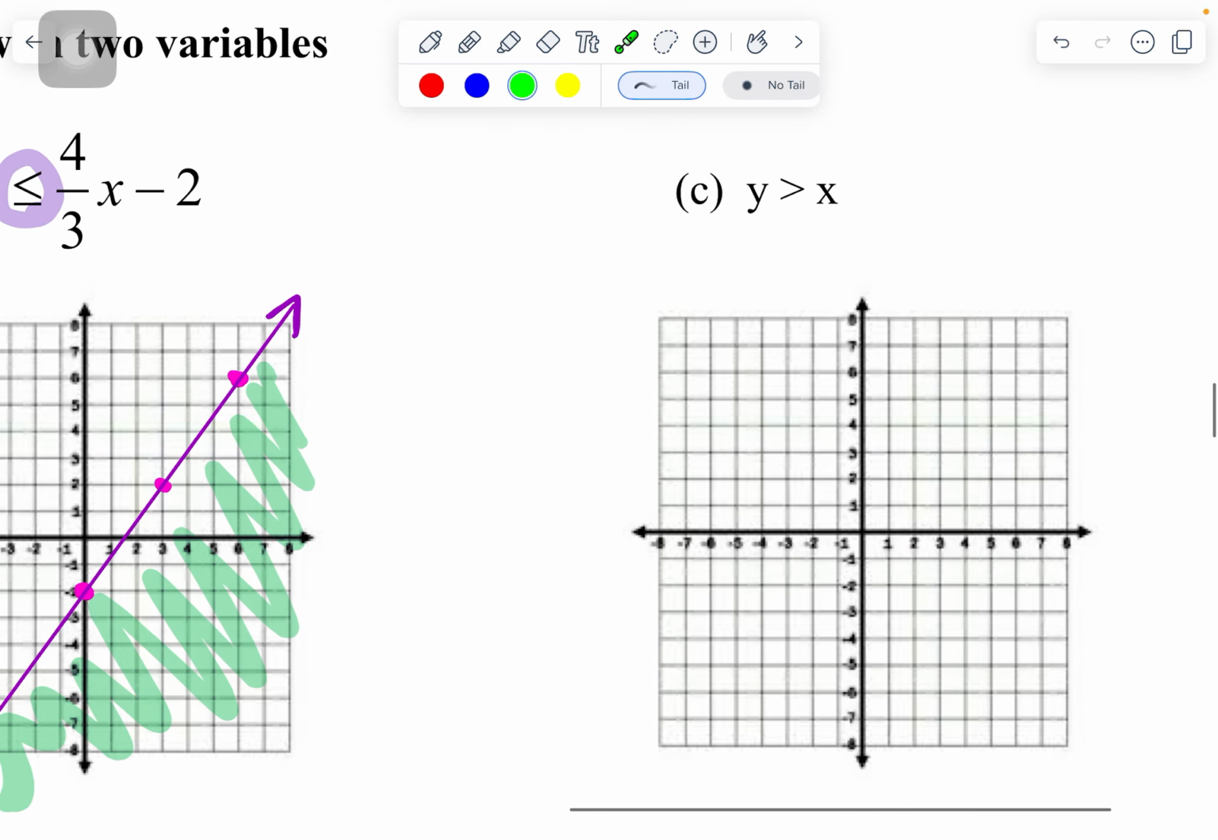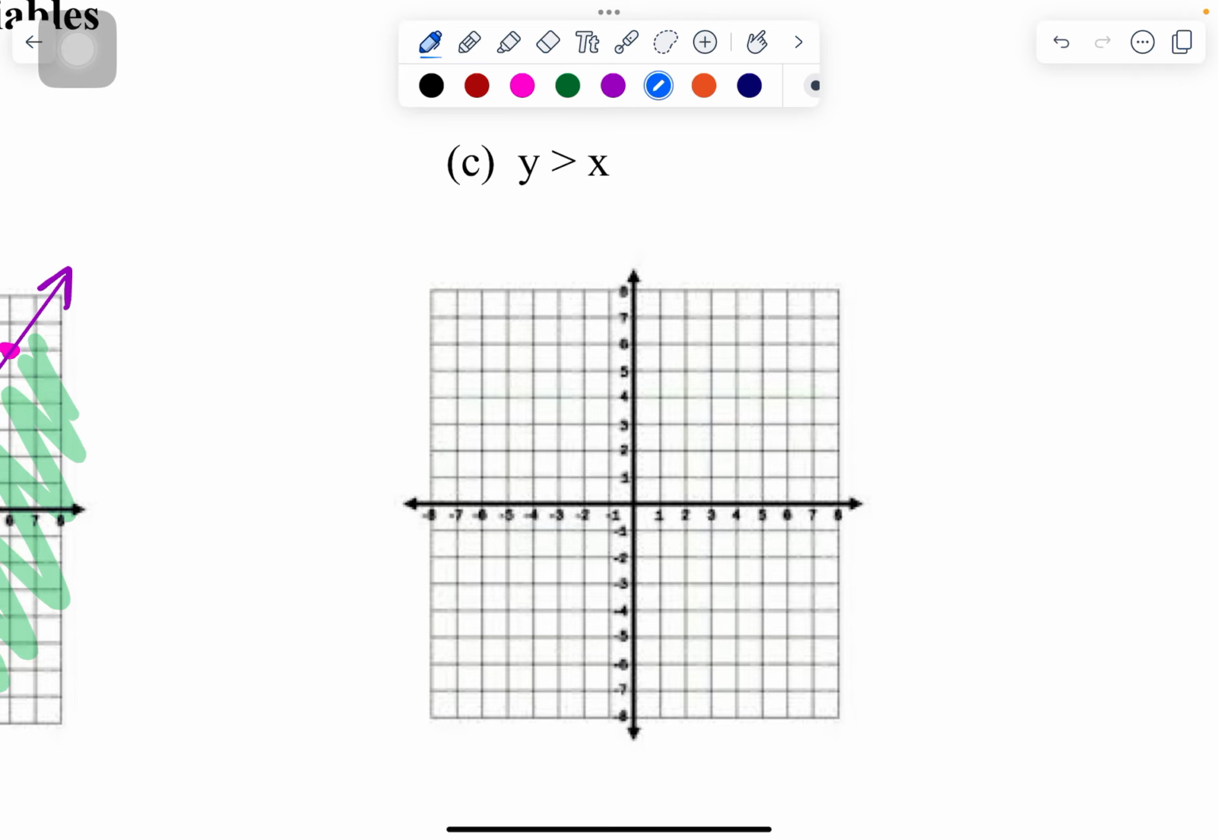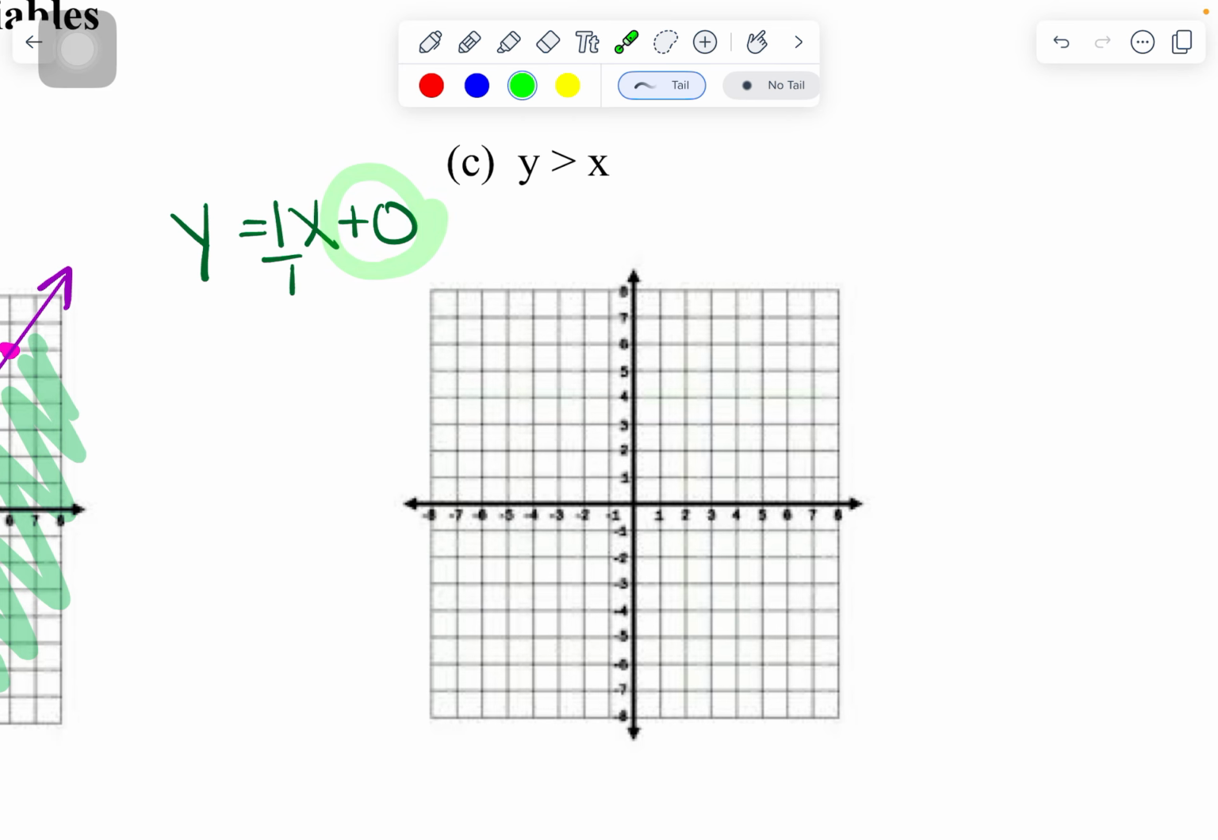All right, one more here for the video. Y is greater than x. That boundary line leaves a lot to be desired. So y is equal to x. Well, we're missing our y-intercept, which means we need to add a 0. And then for your slope, you'd have a slope of 1 over 1. So x by itself, you have a 1x, and adding 0 changes nothing.